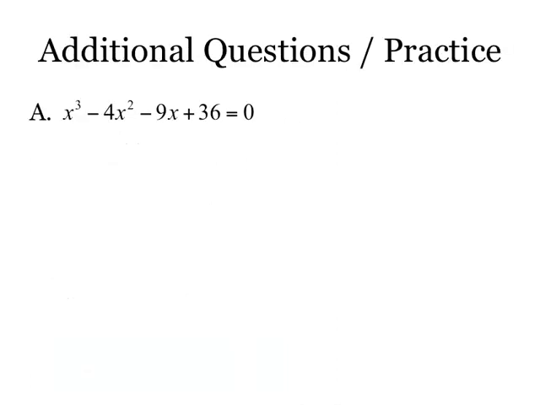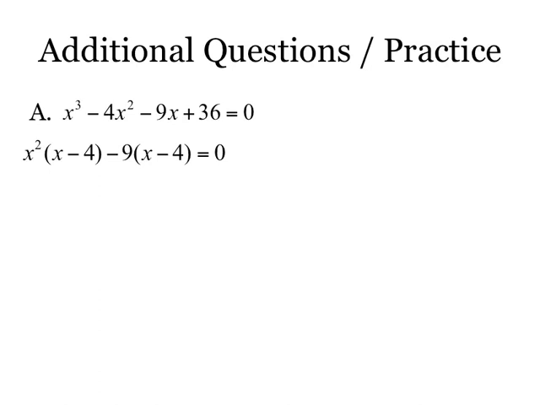Okay, so some additional practice problems we'll go through as well. So this first one here, you see 4 terms in there. It looks promising to be a factor by grouping type of problem. So we can factor out an x squared in the first 2 terms. We can factor out a negative 9 in the last 2 terms. So we're left with x squared times x minus 4 minus 9 times x minus 4 equals 0.